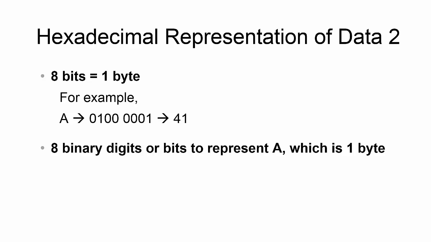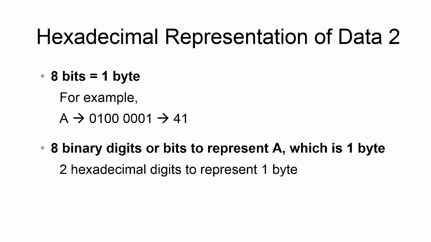Once again, to reiterate, in this case 8 binary digits or bits were used to represent this letter A, which is 1 byte, and instead of 8 digits, if you're using a hex number, as you can see in this case, 2 hexadecimal digits were used to represent 1 byte. So this is the power of using a hex number rather than a binary number system to represent a letter when you're doing your encoding.